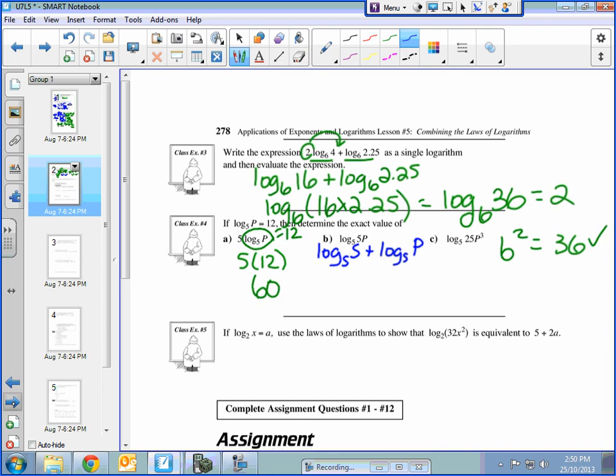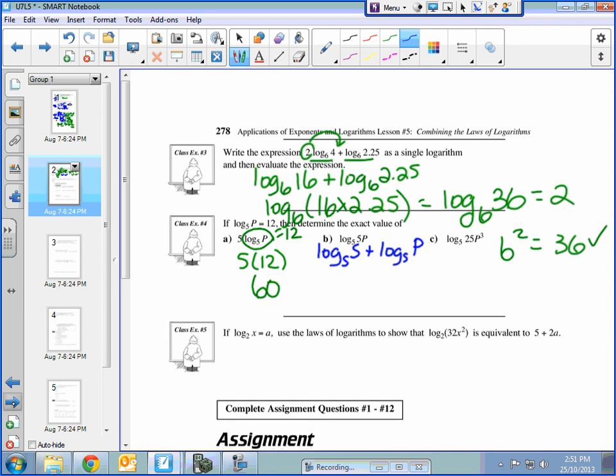Does everyone see that step? This is a big step. So my argument is 5 times p. So as soon as you have that multiplication, use the product law and split them apart and add the logarithms. My arguments are being multiplied here, so you're going to add the logarithms. Okay? So it's going to be 13, not 12. So log of 5 base 5, every time I have the argument and base the same, what is that equal to?